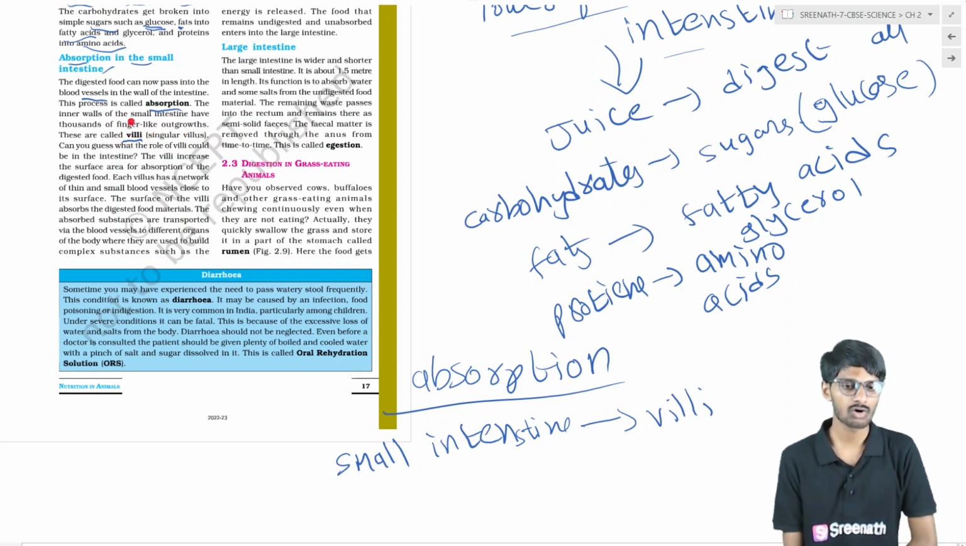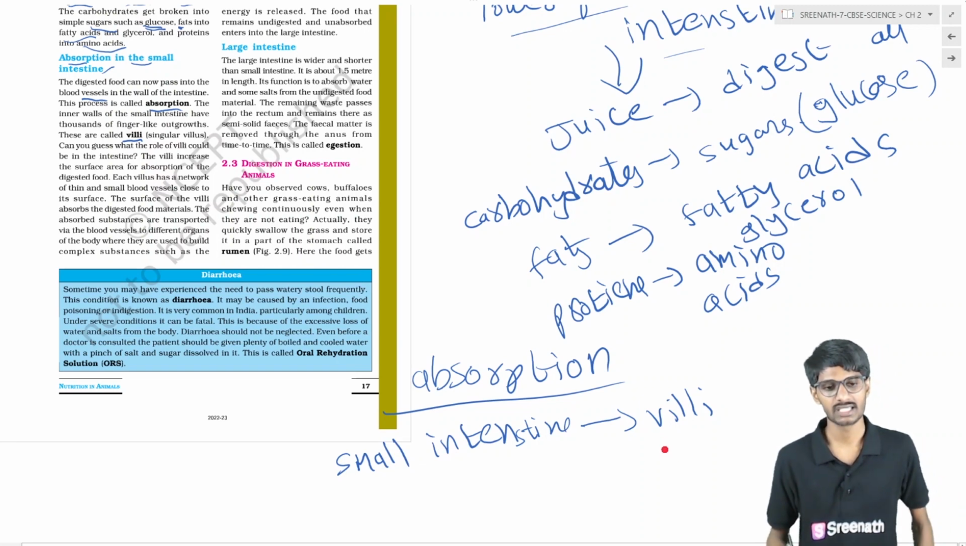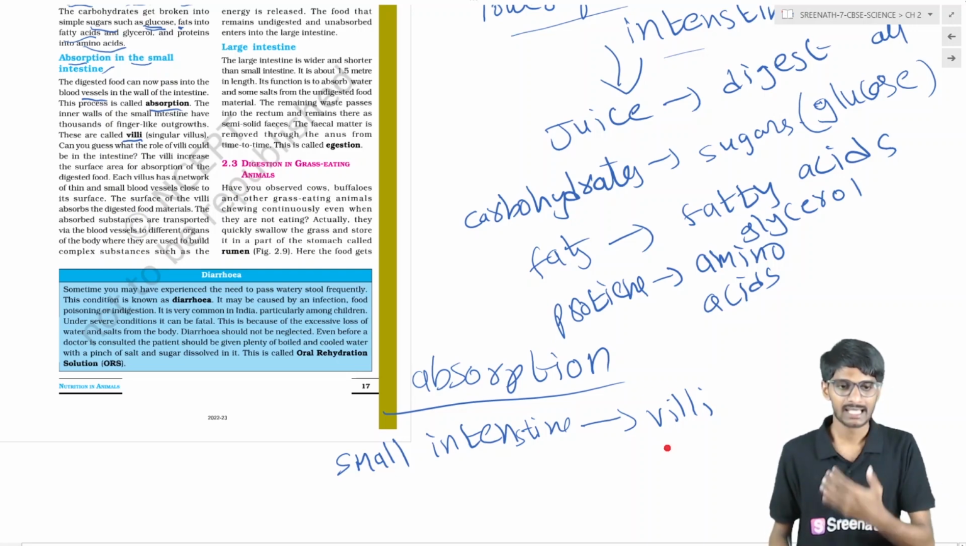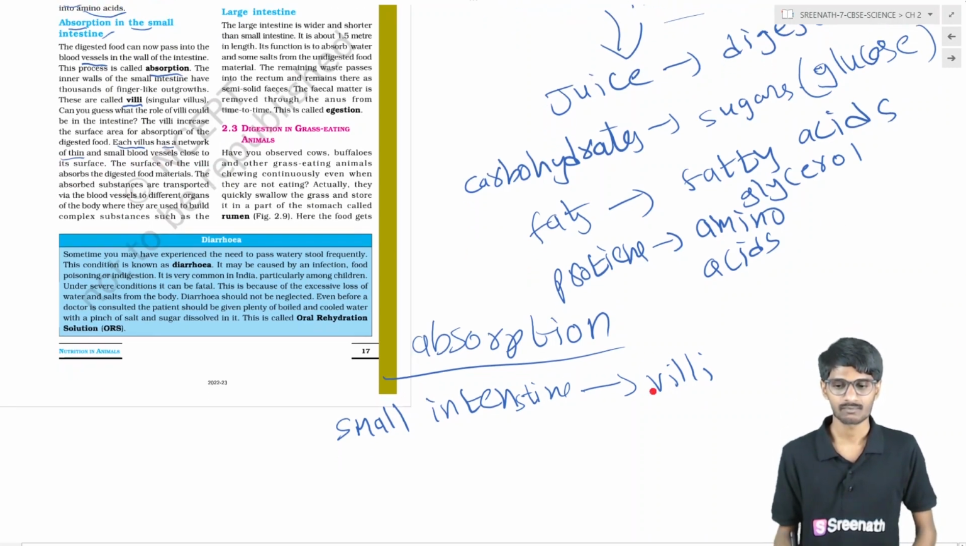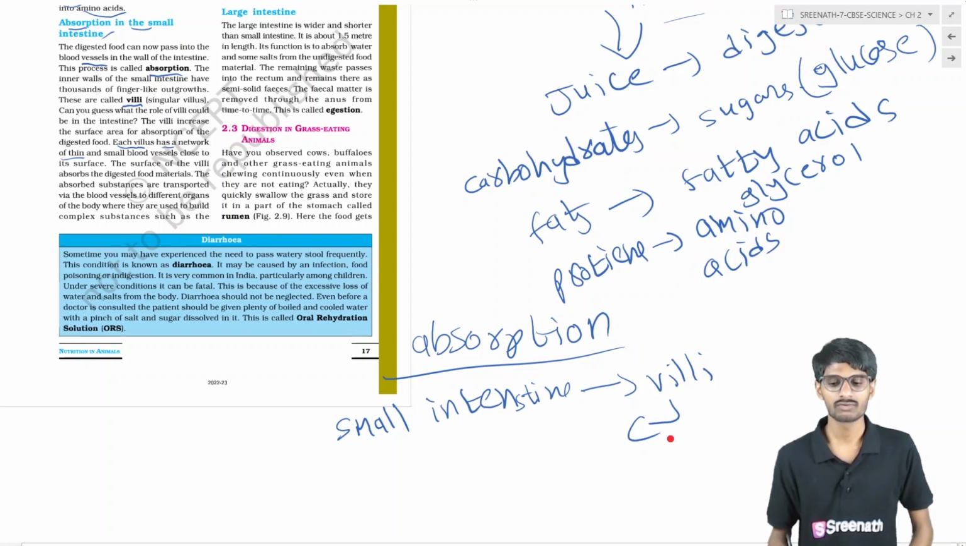There are thousands of finger-like outgrowths. We call them villi, singular villus. So what will they do? Those villi will increase the surface area for absorption of the digested food. Each villus has a network of thin and small blood vessels close to its surface. Villi is the plural form, and the singular form is villus.